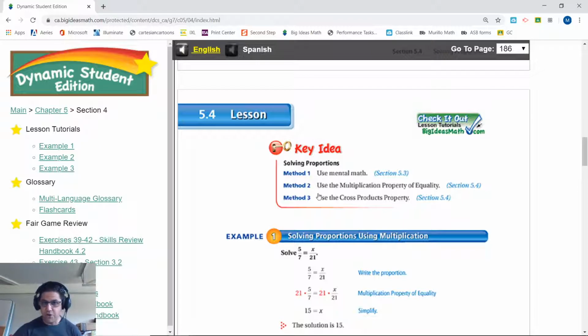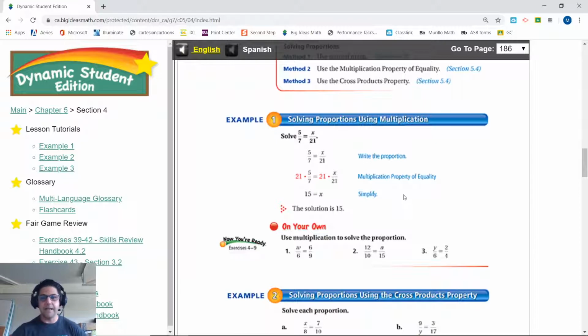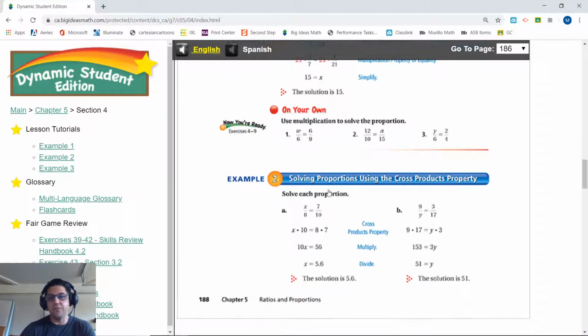Now, again, if you know method 1, by all means, rock it. Method 2, multiplication property of equality. That's kind of just multiplying both sides, trying to have stuff cross cancel. We're going to go ahead and focus though on cross products. So we got a few on your own. And again, you could check out here. We're going to show a little bit more work than they do.